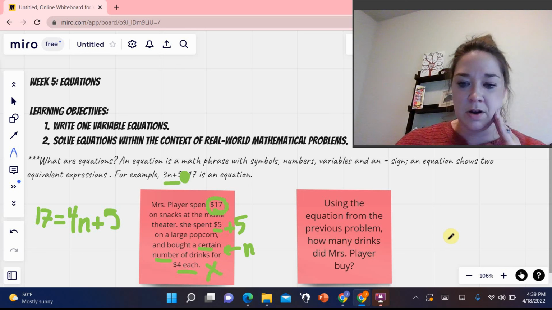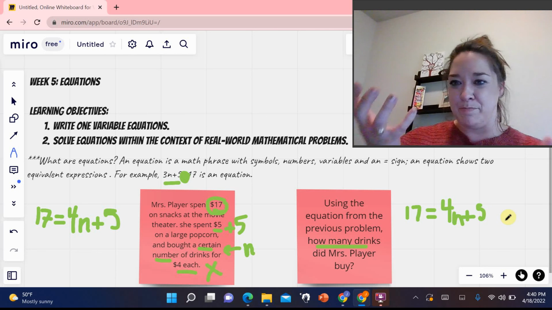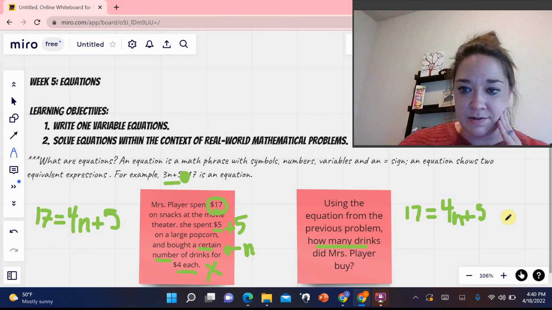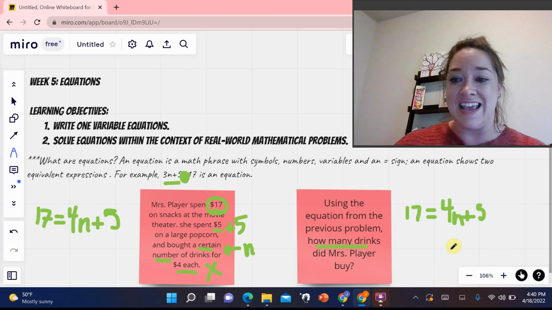I bought a certain number of drinks. So now I want to solve for n. So using my equation, 17 was equal to 4n plus 5. And in your other tutorial videos, you've also seen that balance picture where I use what I know about inverse or opposite operations to make sure that my equation stays in balance. So when I'm looking at this equation and I want to solve for n, I want to get n all by itself so that it's really easy and straightforward for me to see what n is equal to.